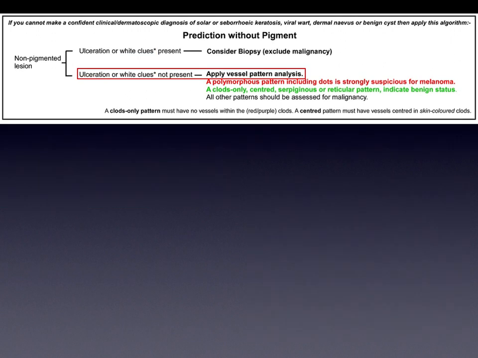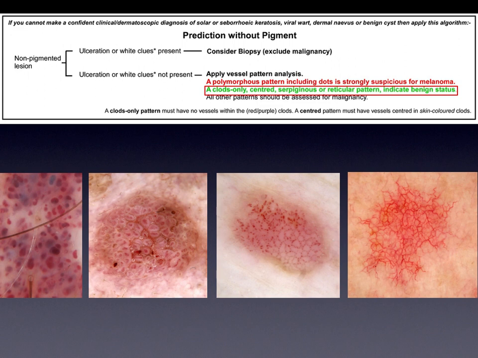If ulceration and white clues are not present, then we use vessel pattern analysis. There are four benign vessel patterns: a clods-only pattern in hemangiomas, a centered pattern in seborrheic keratoses, viral warts, and dermal nevi, a serpiginous pattern in clear cell acanthoma, and a reticular pattern in sun-damaged skin. All other patterns should be assessed for malignancy, and in particular, a polymorphous pattern including dots as well as linear vessels is strongly suspicious for melanoma.